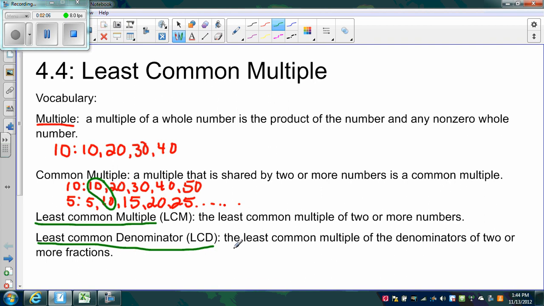So if you had a fraction where it was 2 fourths and 3 eighths, when we want to compare these, you'll see later, we want to find the least common denominator for these two. That way we can easily compare them. But we'll get into that on a later slide.